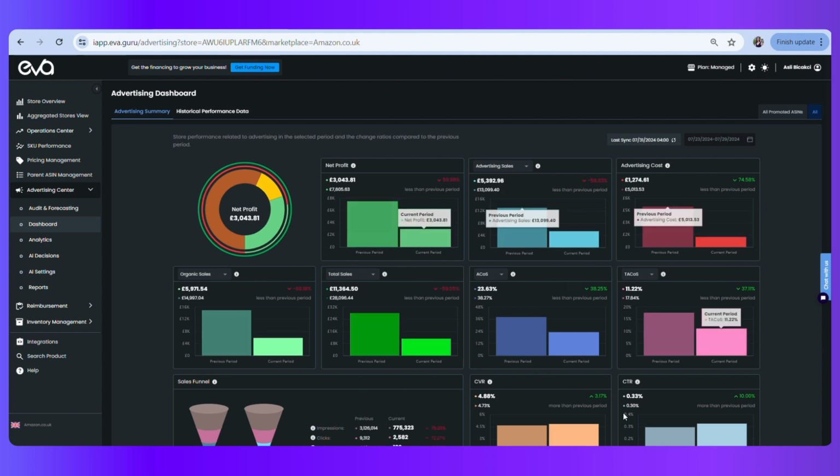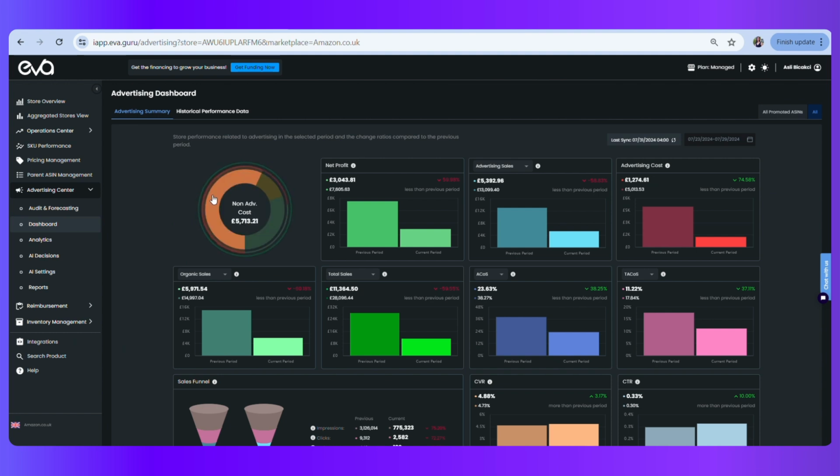As you can see in the bar charts and the overall charts, there are previous period and current period comparisons so that clients can understand the difference or the improvement between the previous period and current period. At first we have donut charts for profit. In the components of the donut chart, there are non-advertising cost and advertising cost and net profit value.